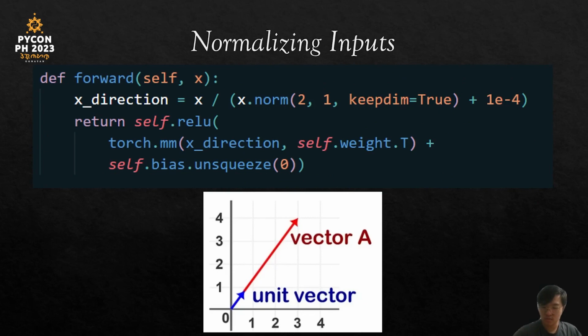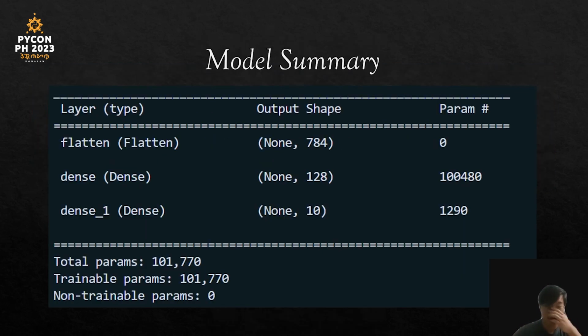So I did mention the MNIST dataset just now. In the research paper, Geoffrey Hinton actually compared the forward-forward algorithm with a few other models on the MNIST dataset. So that's what we're also going to do.